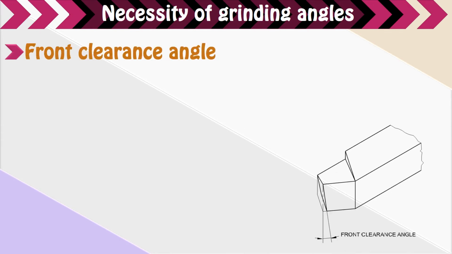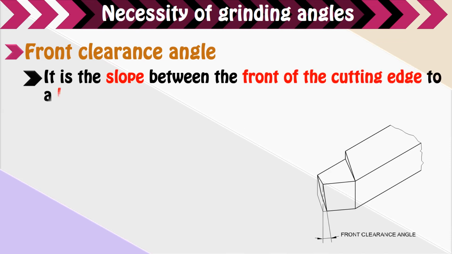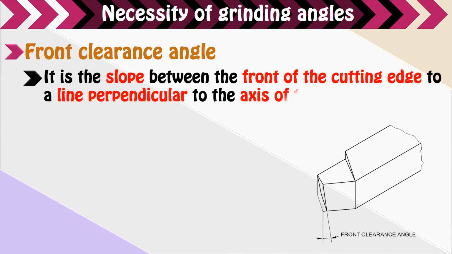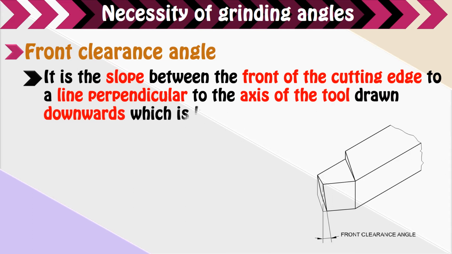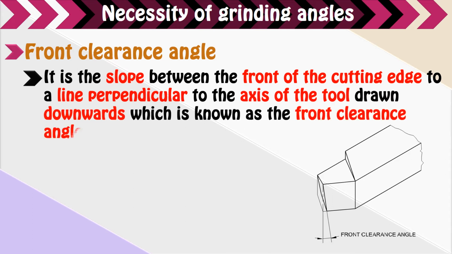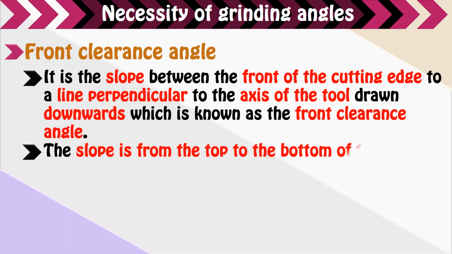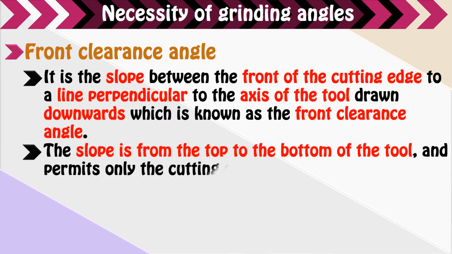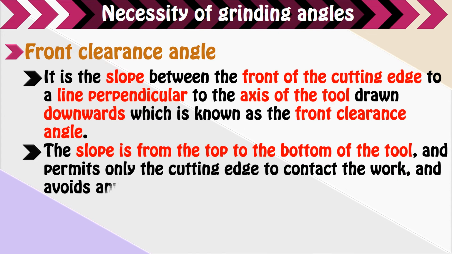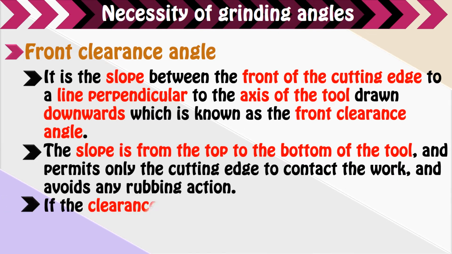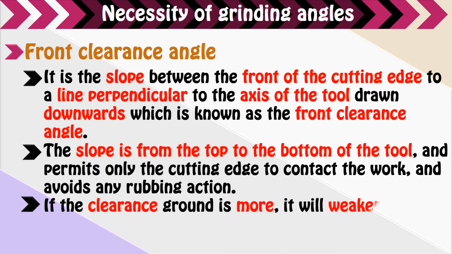Let's see about front clearance angle. It is the slope between the front of the cutting edge to a line perpendicular to the axis of the tool drawn downwards, which is known as the front clearance angle. The slope is from the top to the bottom of the tool, and permits only the cutting edge to contact the work, and avoids any rubbing action. If the clearance ground is more, it will weaken the cutting edge.